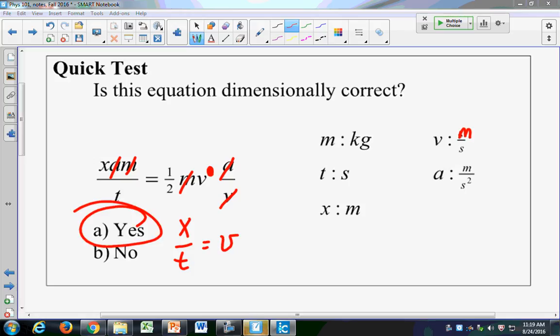If you come across one of these and it looks really complicated, try to look for things that will simplify it in that way, similarly to that.